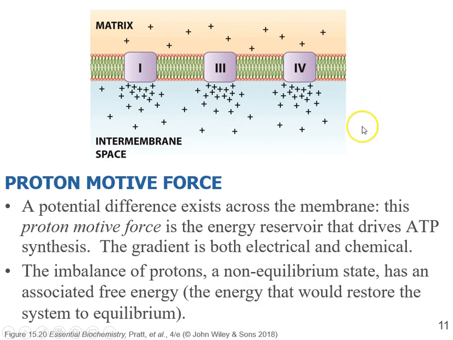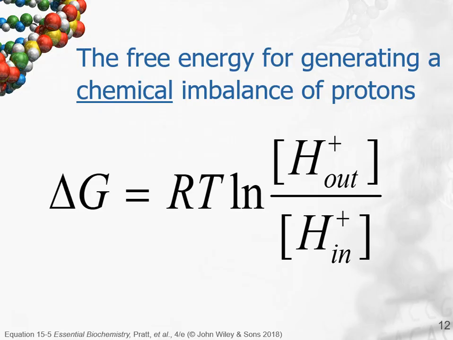So this proton motive force has an associated free energy with it. And the associated free energy is the energy that it would cost us to restore the system to equilibrium. We can calculate that free energy. First we would have to look at the chemical part of the electrochemical gradient. We could measure the concentrations of the protons that are pumped out and express it as a ratio to the concentration of the protons that are in the matrix.